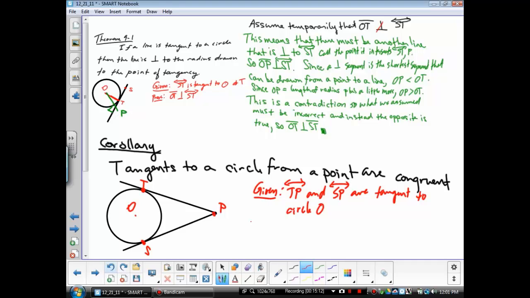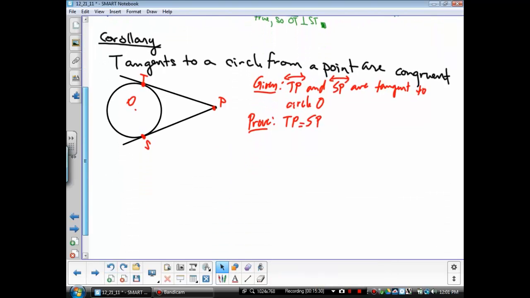What we want to prove then is that the length of TP is equal to the length of SP, or that those tangents are congruent. In order to prove this, I'm going to draw my radii to the points of tangency.